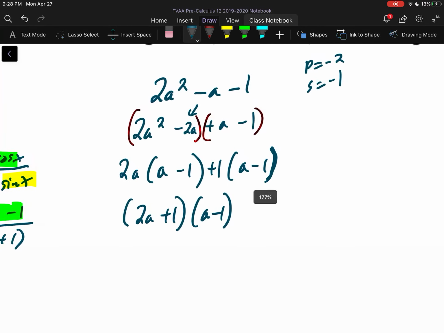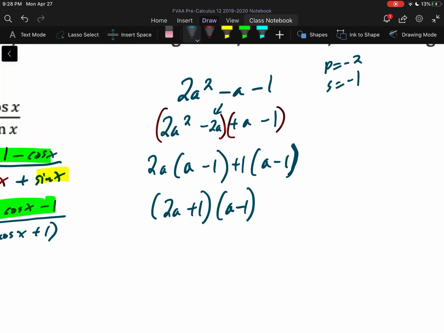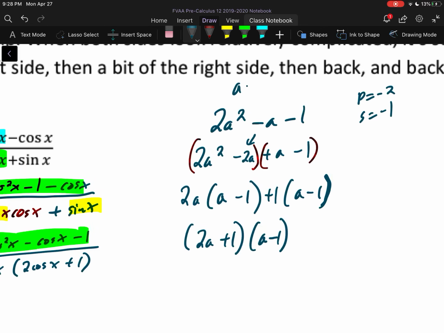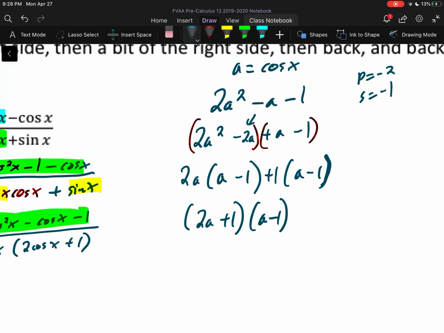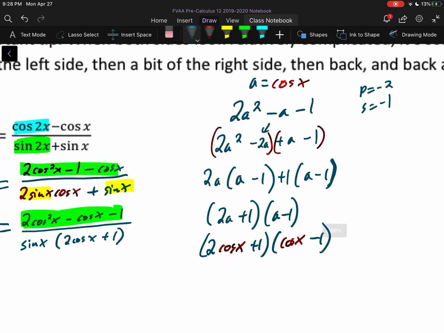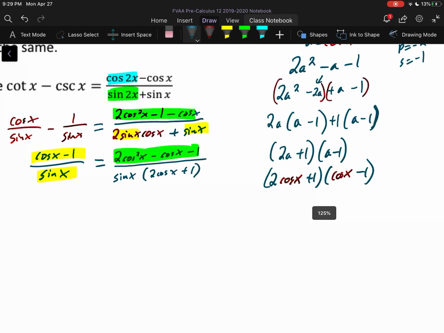So I factored that. But now I can substitute. I know that my a is actually equal to cos x. So I'm going to put cos x back in. I'm going to get 2 cos x plus 1 and cos x minus 1. All right? So now I'm going to plug that in.